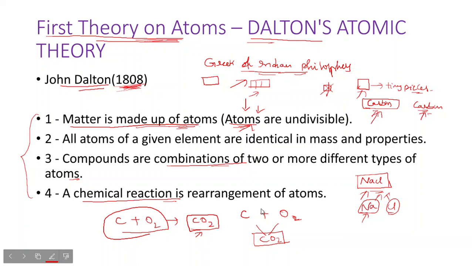So what did he say? He stated that matter is made up of atoms, and atoms are indivisible. All atoms of a given element are identical in mass and properties, and compounds are combinations of two or more different types of atoms. And also a chemical reaction is a rearrangement of atoms.